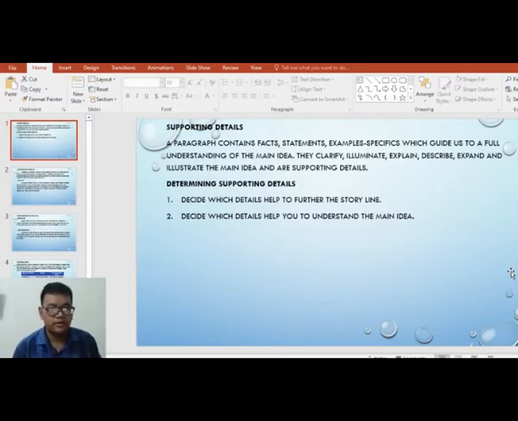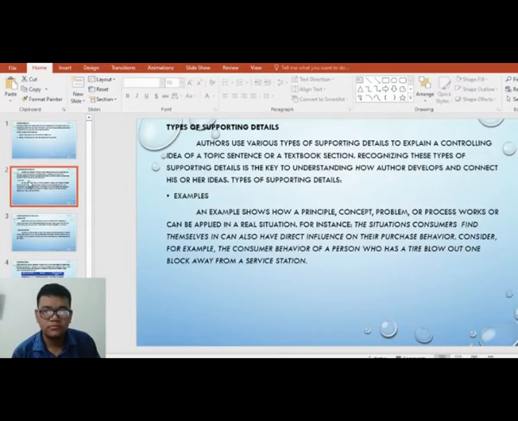There are two ways to find them. The first one is to decide which details help to further the storyline. And the second one is to decide which details help you to understand the main idea. Let's go to types of supporting details. Now, there are a lot of supporting details, but I will only include three of them.